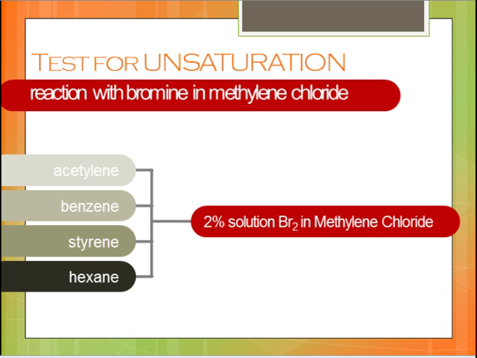Now we will be testing for unsaturation by reacting a reagent of 2% bromine in methylene chloride, or dichloromethane, solution. Here, we test acetylene, benzene, styrene, and hexane for unsaturation by placing a few drops of the 2% bromine in dichloromethane solution. The decoloration of the bromine indicates a positive result.